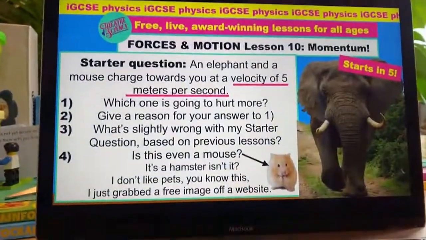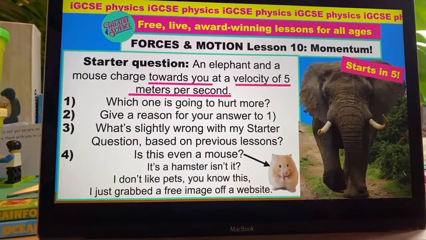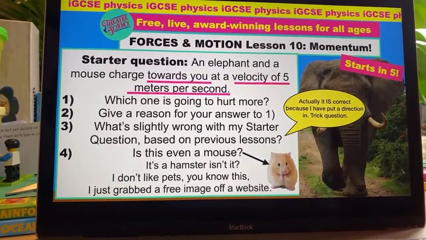Velocity is a vector, which means it has to have a number and a unit and a direction. So 5 meters per second would be a speed. If it's 5 meters per second to the west or to the right, then that's a velocity. I thought, I have written a speed and not a velocity. And then I realised, I've put towards you, haven't I? A mouse charges towards you at a velocity of 5 meters per second. I think that's fine. So it is correct, in fact. Trick question, sorry.